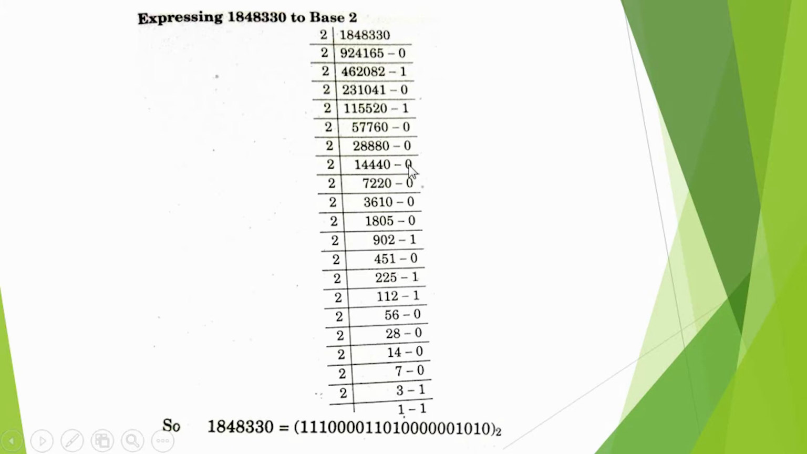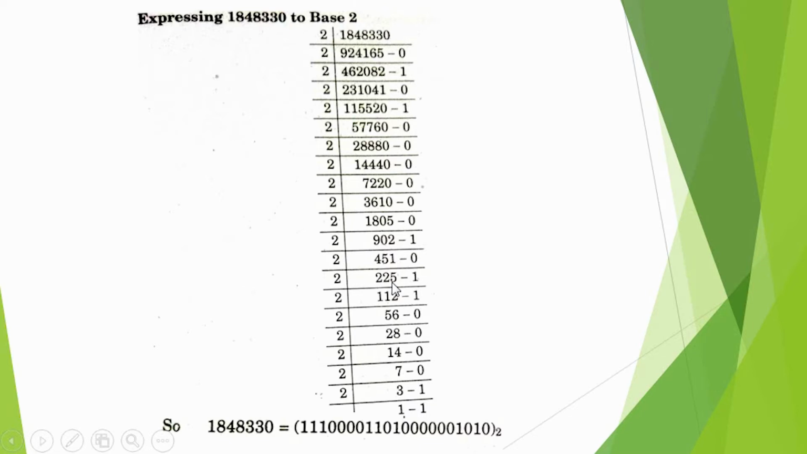2 2s are 4, 2 8s are 16, 0 and 0 carry. 2 1s are 2, 2 4s are 8, 0 and 0 carry. 2 7s are 14, 2 2s are 4, 0 and 0 carry. 2 3s are 6, 2 6s are 12, 2 1s are 2 and 0 carry. 2 1s are 2, 2 8s are 16, 0 and 2 5s are 10.